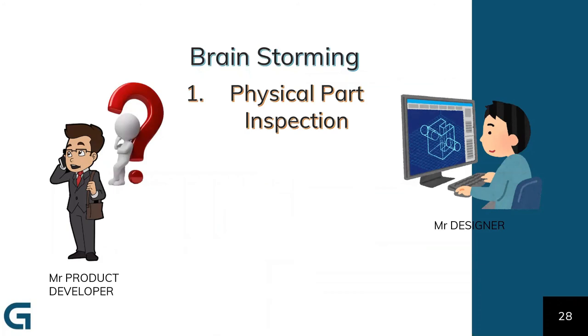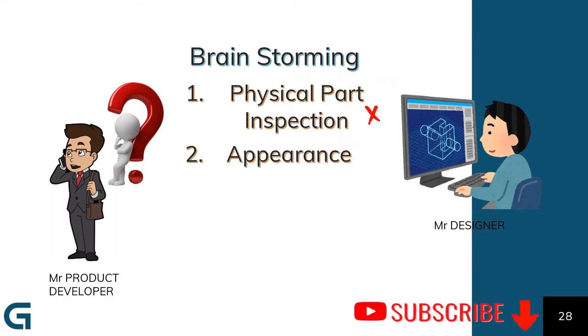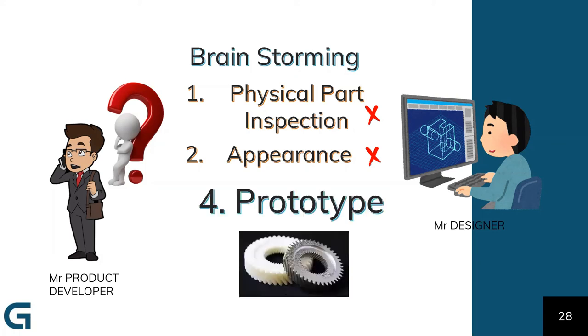In the process of brainstorming, he comes up with two questions. One is, has the physical part inspection been done? No. Second is appearance. Have you seen the product? No. Once the designing is done, designing is a virtual platform, where we do the designing with the help of a PC or laptop, in the virtual world, and we will not know how the physical part works, whether what we have designed will fit and get assembled, or whether it is good appearance-wise. Nothing is being checked. So for doing this, it is called a prototype.